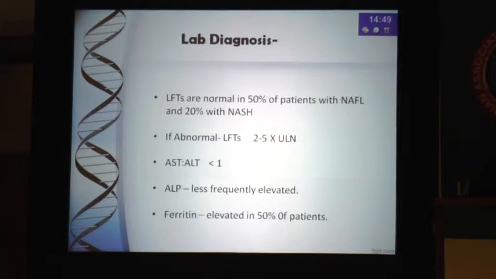Diagnosis. This is a very important point. The liver function test may be normal in 50% of NAFL patients. It may be normal in 20% of NASH patients. And if the liver function test is abnormal, it is usually 2 to 5 times the upper limit of normal. If it is more than 10 times, suspect some other cause. The AST-ALT ratio is usually less than 1. ALP is less frequently elevated. Serum ferritin may be elevated in 50% of the patients.